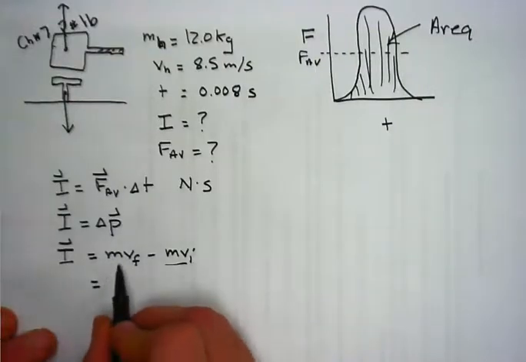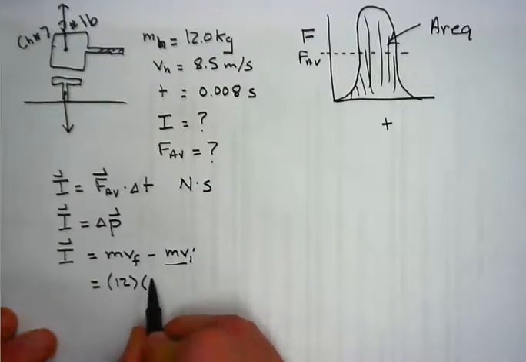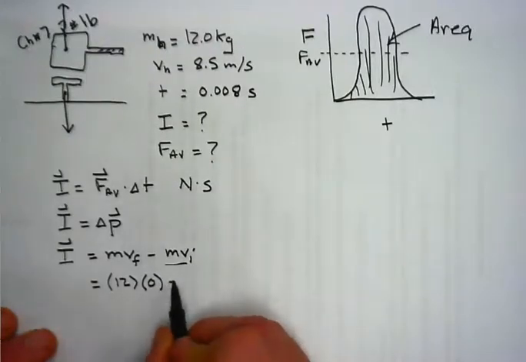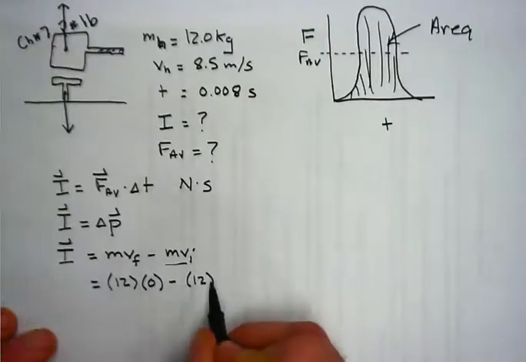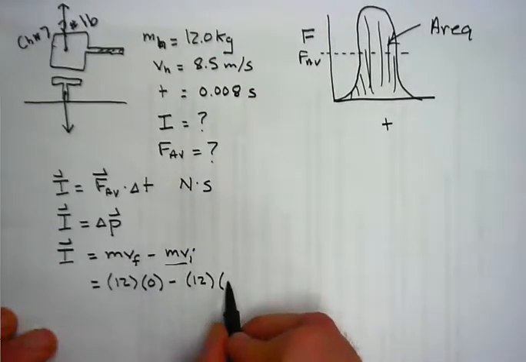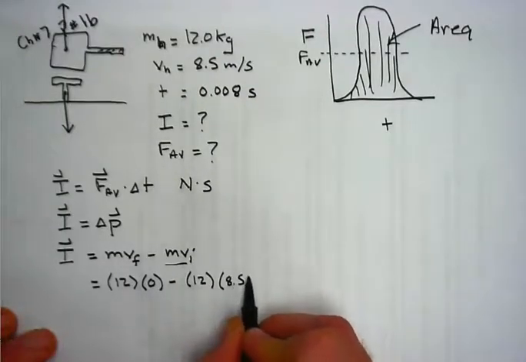Okay, so mass of the hammer, 12 kilograms. Final velocity of the hammer, 0. Mass of the hammer, 12. Initial velocity, 8.5 meters per second.